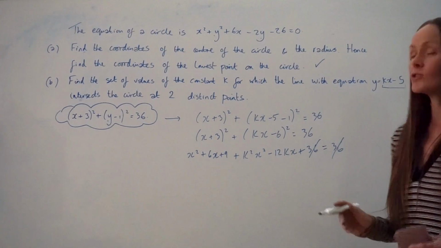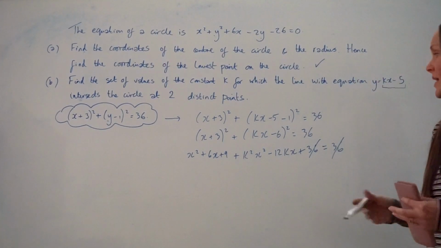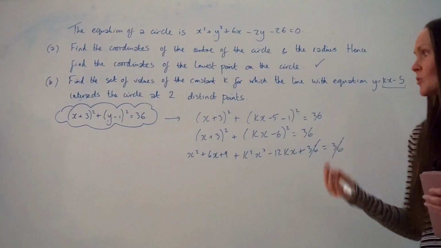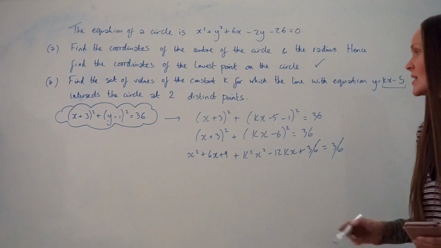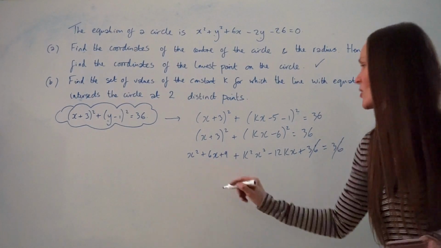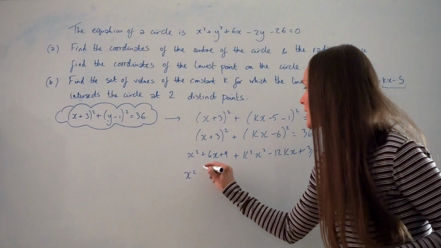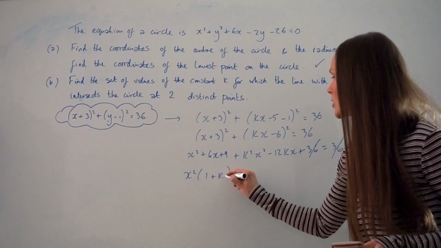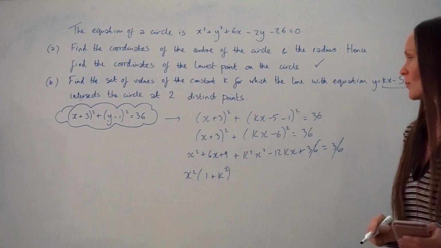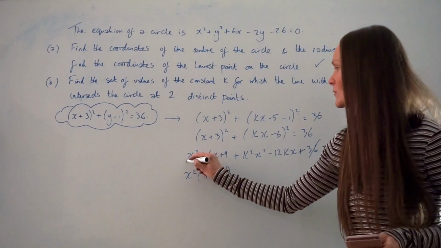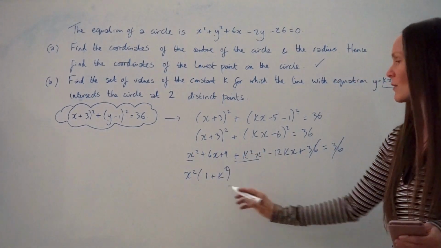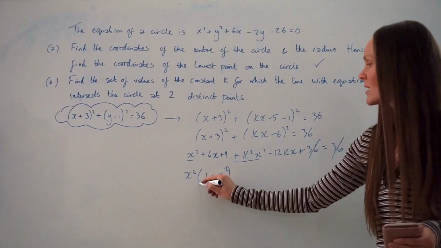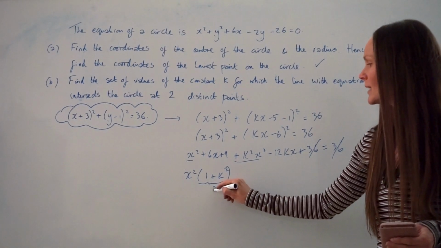Now I'm going to group my x squared terms together and my x terms together so that I can identify a, b, and c to be able to calculate the discriminant. I'm going to put the x squared terms at the front, and factor out the x squared at the same time, so that I can see the coefficient of x squared is 1 + k². I've just grouped these two terms together and factored out the x squared. It's exactly the same thing, I'm just writing it in a different way so that I can see my value of a here.